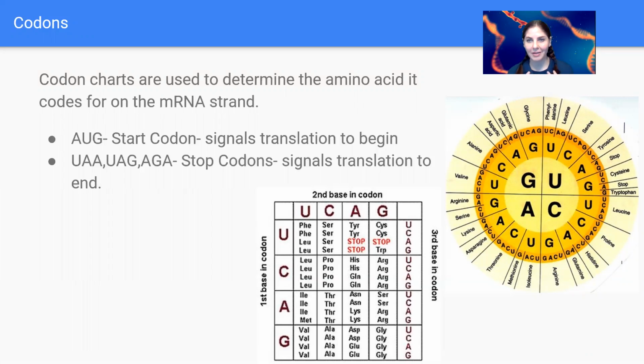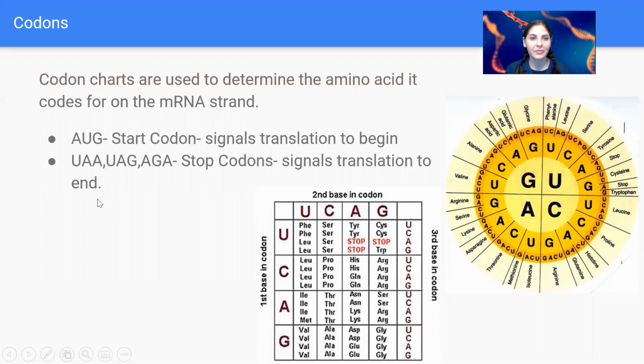Now, the easiest one, in my opinion, to use is this circular codon chart. If we're going to figure out what amino acid AUG codes for, we'd start in the center of this. We start with the first letter, which is A. Then we go to the second letter, which is U. Then we go to the third letter, which is G. So if I went A, U, then G, we know that it codes for methionine, which is, surprise, surprise, the start codon.